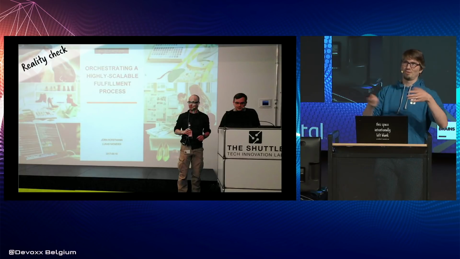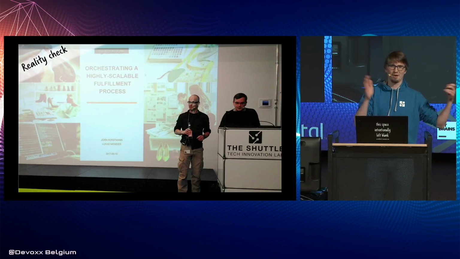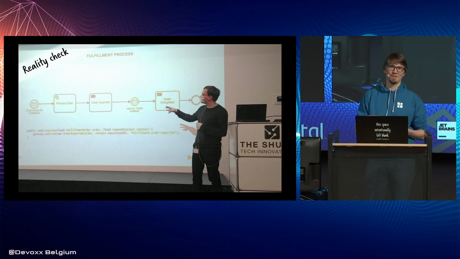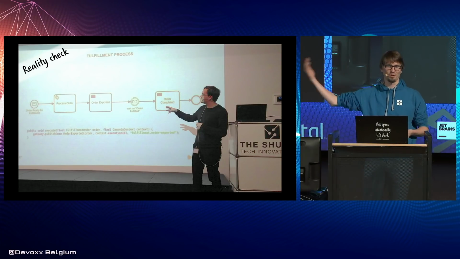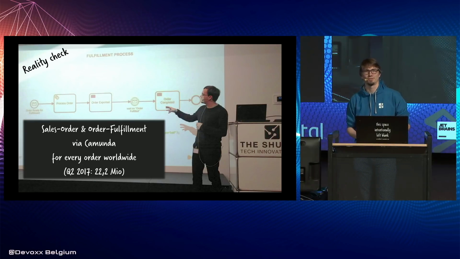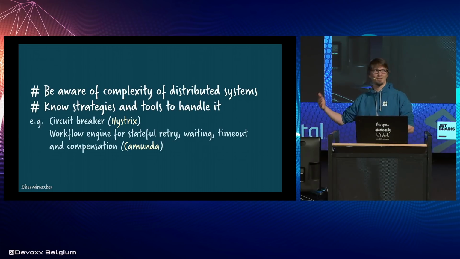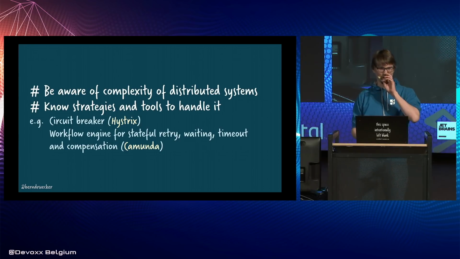Okay, if you wonder if somebody's really doing that, for example, Zalando, they're doing order fulfillment, every order of our platform. They had a meetup in Berlin where they talked about it. And it's more or less exactly this, using Kafka underneath, using Camunda, using these kinds of patterns. So it's kind of interesting. So beware of the complexity of distributed systems and know some strategies to handle it. I scratched the surface, so that's probably interesting to have a look at.